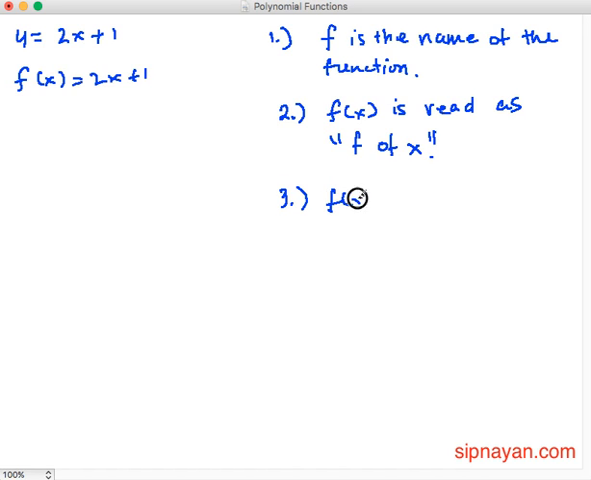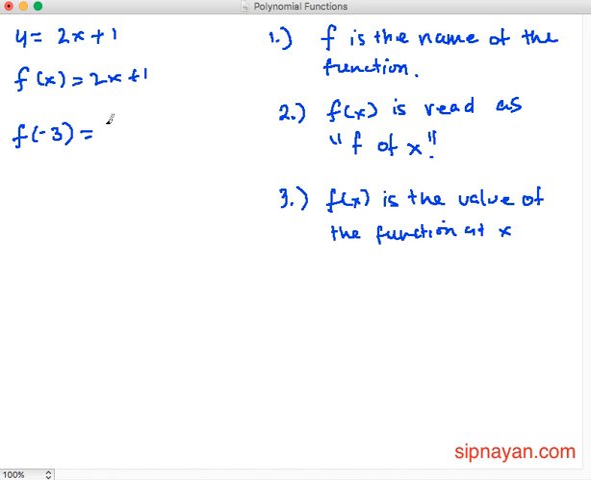Pangatlo, f of x is the value, actually y value siya, no? Is the value of the function at x. Ibig sabihin, whatever the value of x, yung f of x natin, yun yung value ng function o yung y natin. So for example, what is f of negative 3?